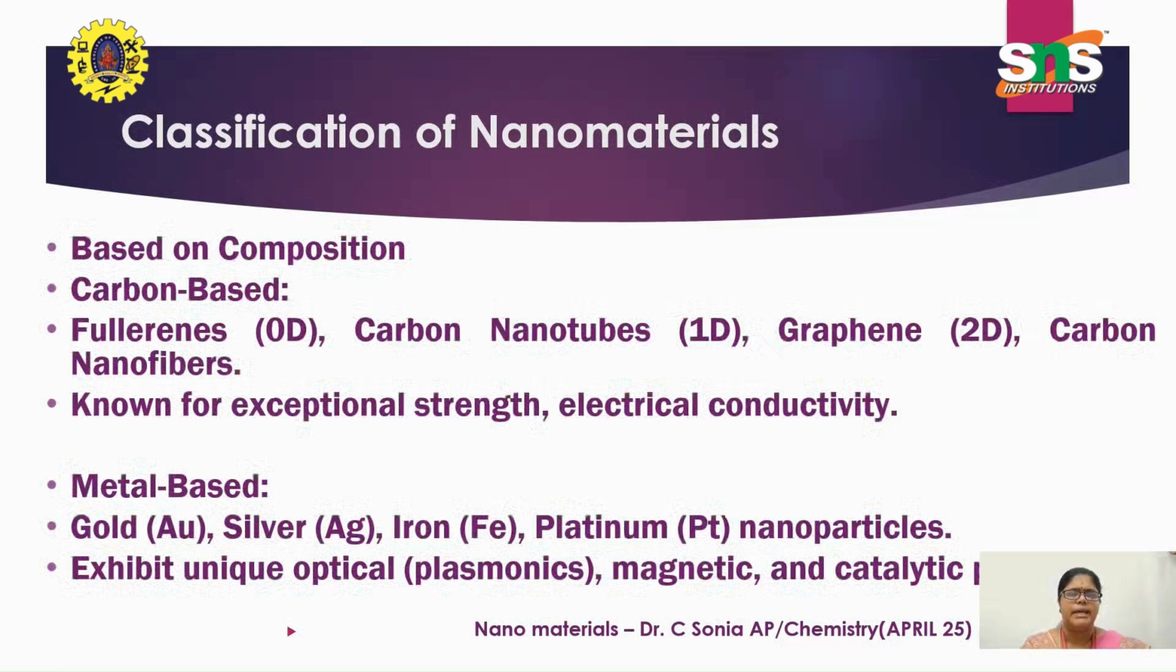Next is the classification based on composition. First is the carbon based. In the carbon based, you have fullerenes, which are 0-dimensional, carbon nanotubes, which are 1-dimensional, graphene, which is 2-dimensional, and carbon nanofibers, which are 3-dimensional. They are known for their exceptional strength and electrical conductivity. So the carbon based nanomaterials have good strength and good electrical conductivity.